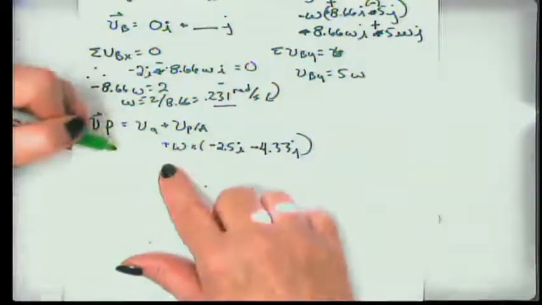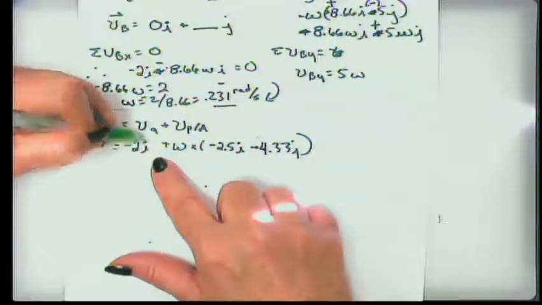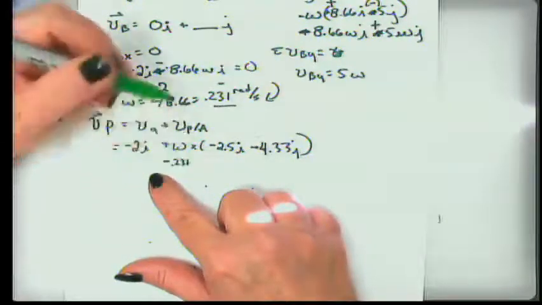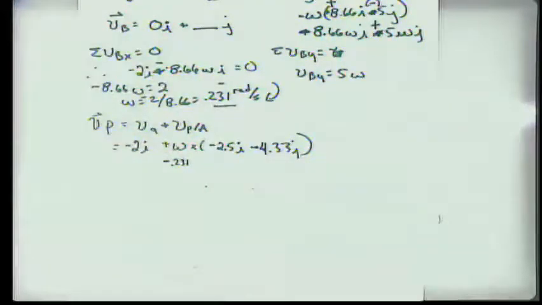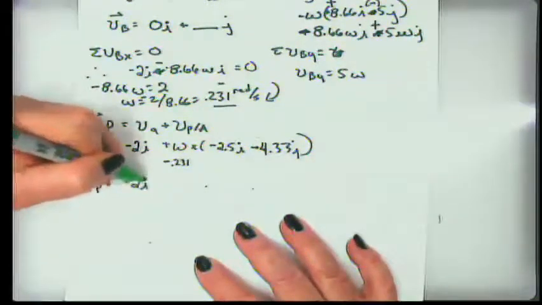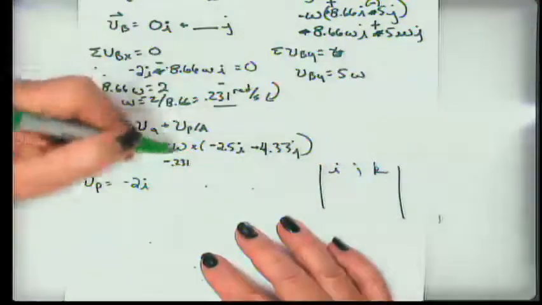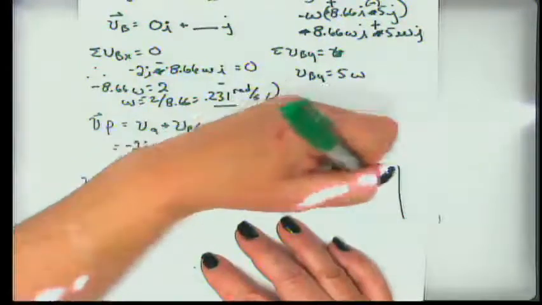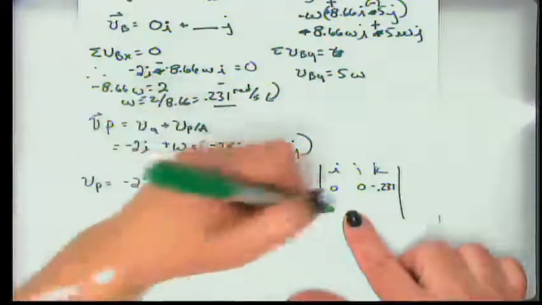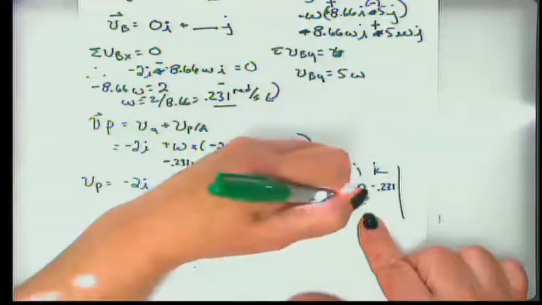All right, we still know the velocity of A, which is minus 2i, but now we also know omega, which is negative 0.231, and I can cross it with that. So the velocity of the painter is going to be negative 2i plus omega cross r. I'm going to do this determinant: i, j, k; omega, which is in the k direction, 0, 0, negative 0.231; and then negative 2.5, negative 4.33, and 0.